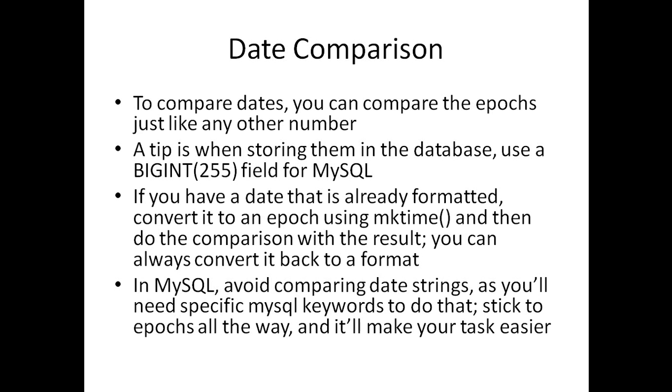Date comparison. To compare dates, you compare the epochs just like any other number. So you can use all the greater than, less than, double equal to, not equal to to compare, just like any number. A tip: when storing them in a database, you can use a bigint 255 field from MySQL. Some folks that do database modeling would ask why. Well, mainly because the epoch time is just always going to grow. So I tend to max it out as a bigint 255. You probably could get by with something like a bigint 30. It's probably not going to matter. I just make it a bigint 255. That's all I do. It just depends on what you want to accomplish.